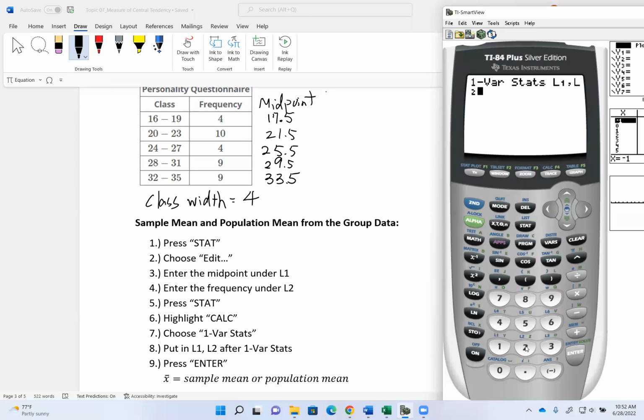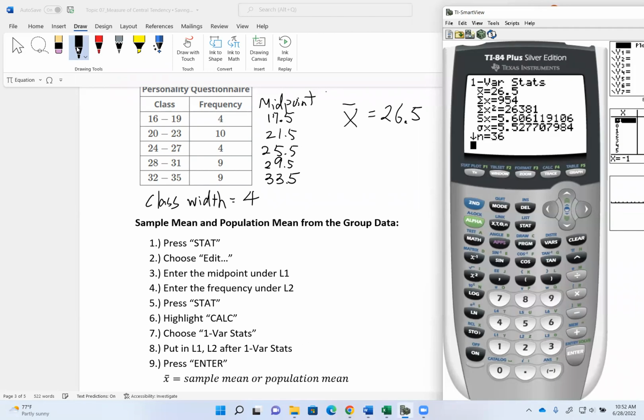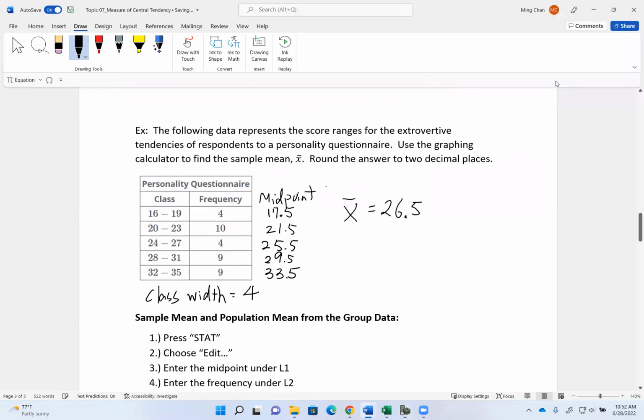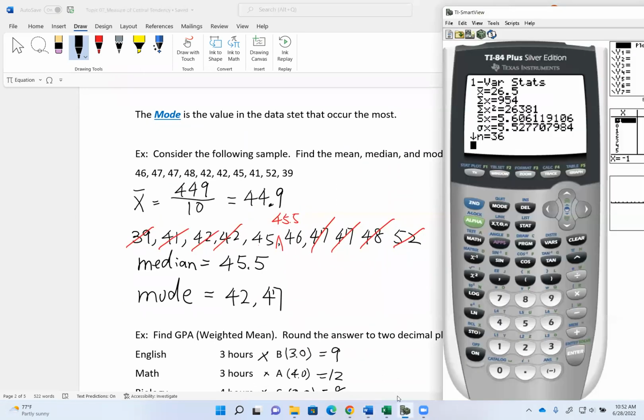For raw data, you don't need to do L1, L2, because it automatically calculates the mean for L1. Press enter. So my mean, my X bar, is 26.50. We'll do 2 decimal places. So I just calculated L1 and L2. If I go back to this example, the only thing the calculator cannot find is the mode. This is raw data, so for raw data, you basically do exactly the same thing.